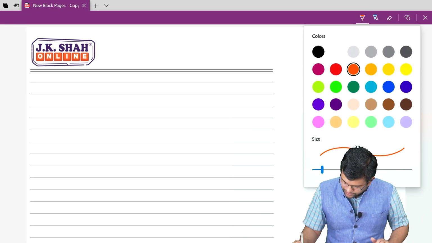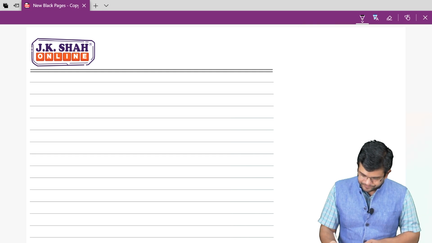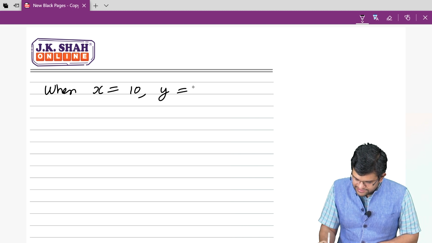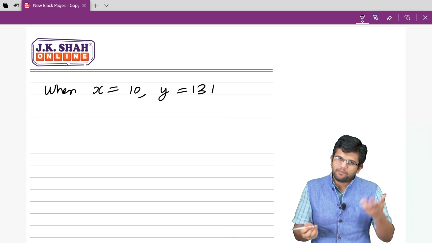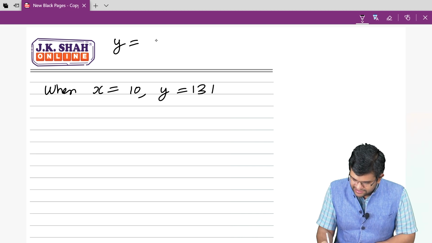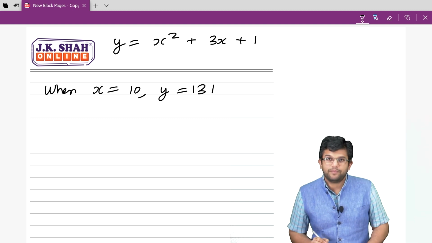I'll just write down here in different ink, okay? We know that when x is equal to 10, y is equal to 131. This is what we got by using that equation only, the main equation. What was the equation, children? The equation was y is equal to x square plus 3x plus 1, correct? x square plus 3x plus 1.